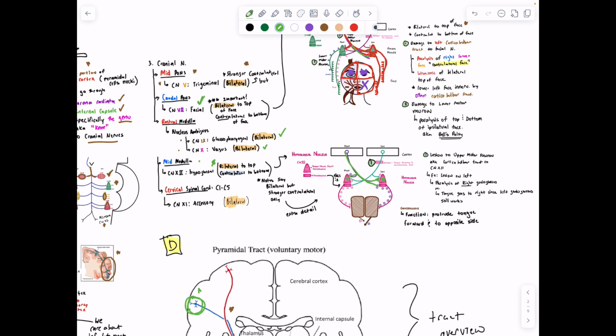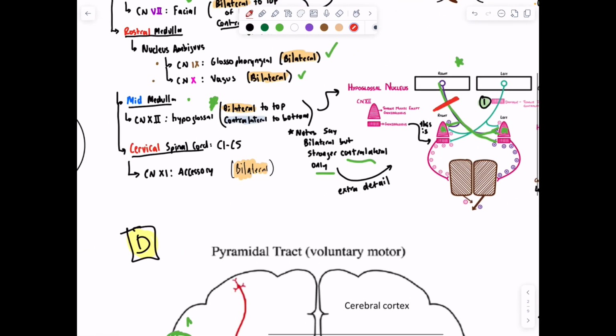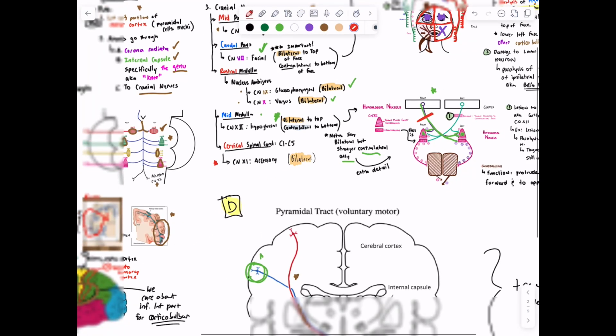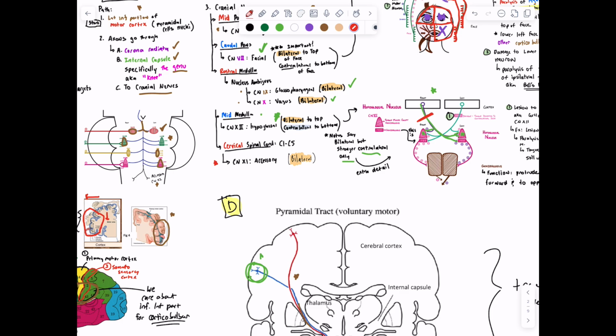And so this level of detail we actually don't need to know. We're only told in lecture that the hypoglossal is bilateral but stronger contralaterally, okay? And so the ramifications of this are for lesions. If you have a lesion on, say, this side, you're going to have a tongue deviation towards the opposite side. All right, here's some more detail on that if you want to read it. All right, then the final one is the accessory cranial nerve 11. It's just the furthest down because it's starting in the spinal cord, but it receives bilateral.